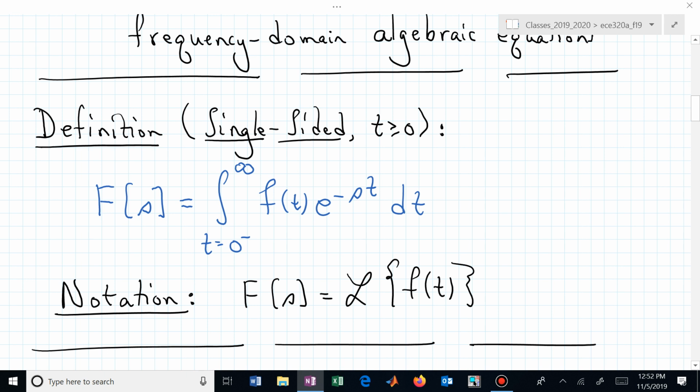But this is now putting all, what are we doing? We're looking at that function f of t over the entire time horizon from 0 minus all the way up to infinity, and we're weighting that with different frequencies.